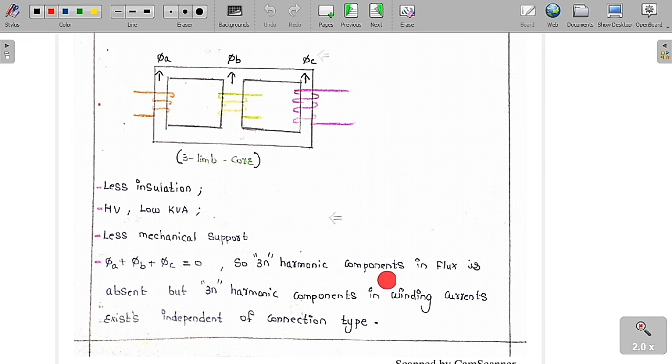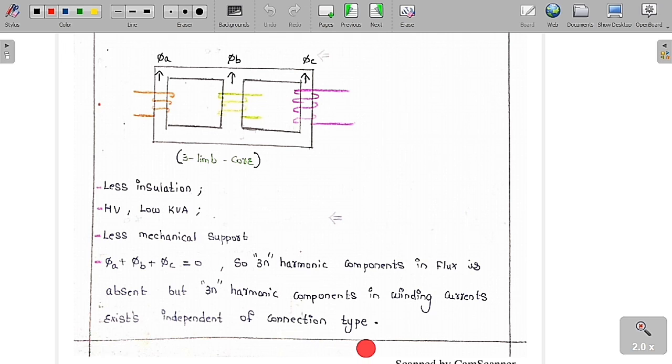So the 3n harmonic component in flux is absent, but 3n harmonic components in winding currents exist independent of the connection type. I have already told you ΦA plus ΦB plus ΦC is equal to 0. It means that there will be no 3n harmonics. Only 3n plus or minus 1 harmonics are going to be present in the flux, but not the 3n harmonics.